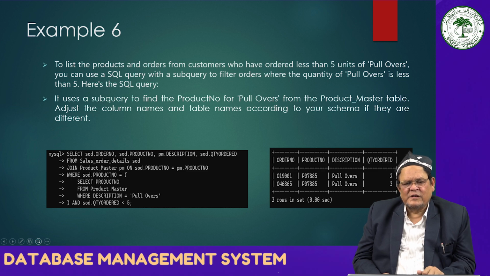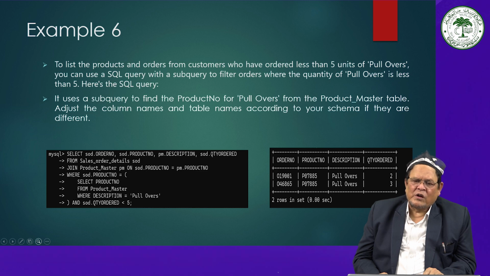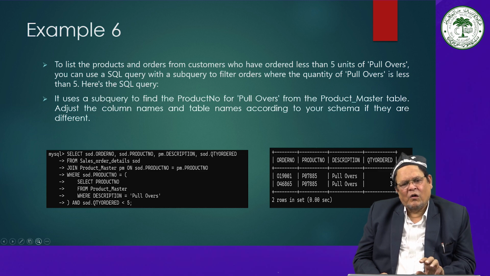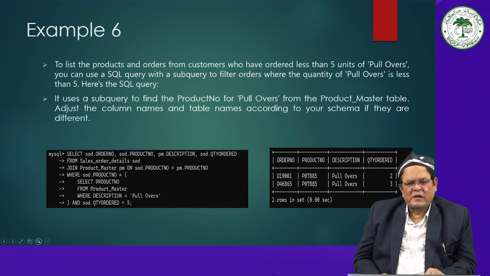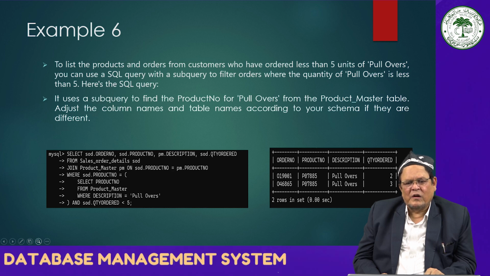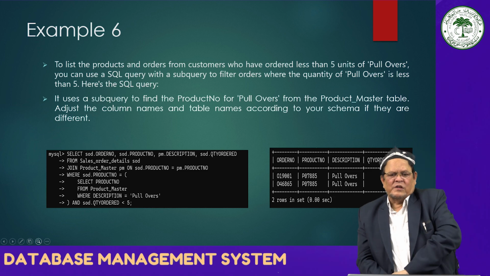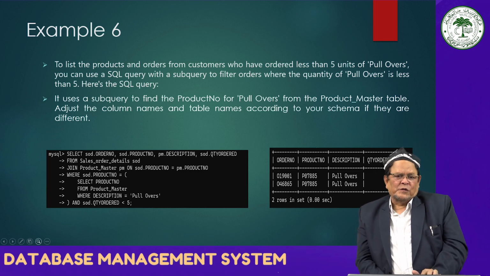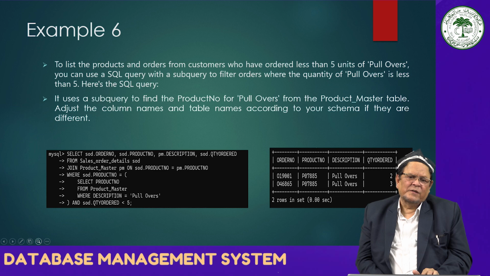When you press run, the result will display on the screen of your computer like that. Order number, product number, description, and quantity, because we have given only 4 attributes in the select. That's why only 4 columns will be displayed, and the result is 01991. The product number is pullover. There are 2 rows for the pullover which is available. In this way, we are able to understand the complex query very well.